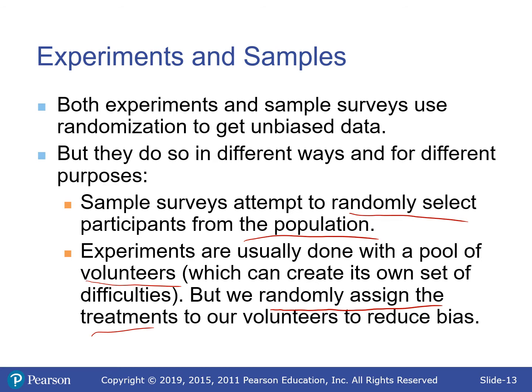Whereas from the population, we get a little subset of the population. When we have volunteers, we try to use all the volunteers. So you have a population of like 20,000 and you sample 100 people. You have 50 volunteers, you use all 50 volunteers.